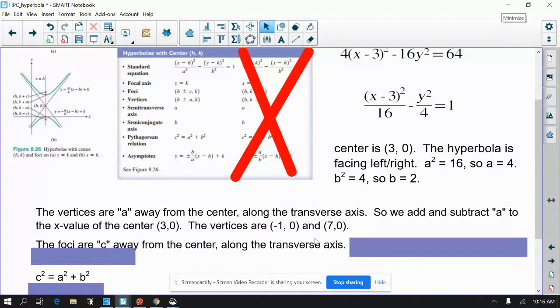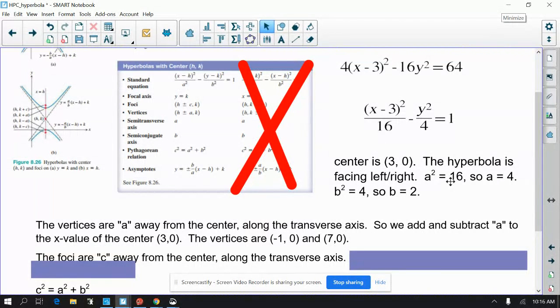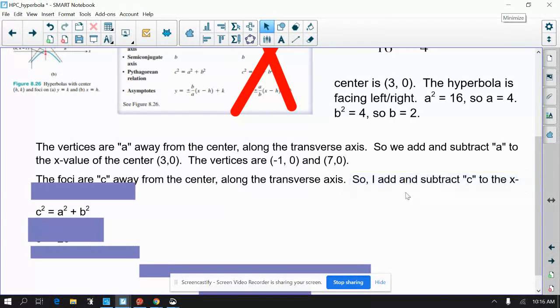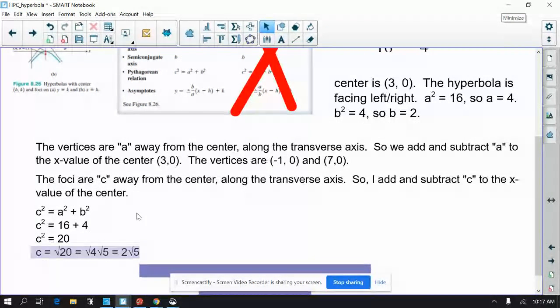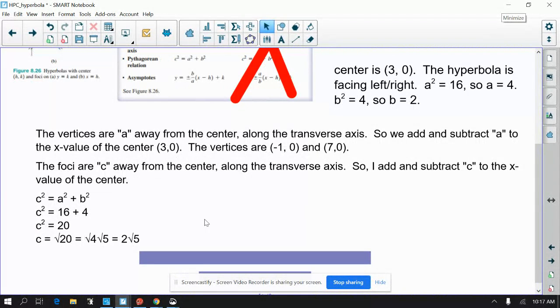Now the foci are c away from the center, and I don't know what c is. So I have to think about how I find c. And I use this Pythagorean relationship: c squared is a squared plus b squared. Since I know the foci are c away, I'm finding c. I know a squared was 16, b squared is 4, so c squared is 20. And so c is rad 20. But rad 20 equals rad 4 times rad 5, and rad 4 is exactly 2. So c is 2 rad 5.